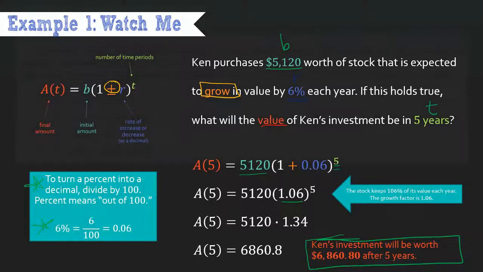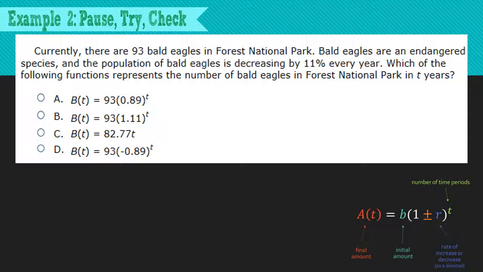All right, if you want to try one, it's time to pause, and come back after you've finished trying it to check your answer. Currently there are 93 bald eagles in Forest National Park. Bald eagles are an endangered species, and the population of bald eagles is decreasing by 11% every year. Which of the following functions represents the number of bald eagles in Forest National Park in t years? Again, I have my formula over here, this time down to the right, and we're going to fill in that information. My initial amount, or my beginning value in this case, is this 93. That's where we're beginning.